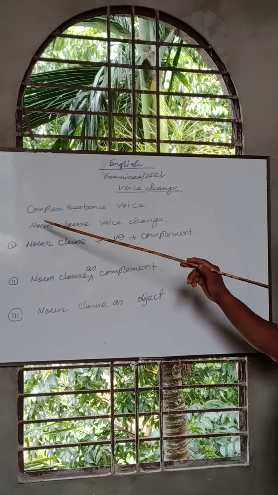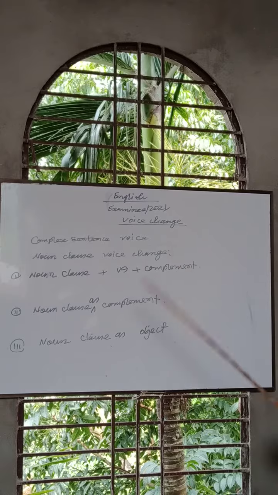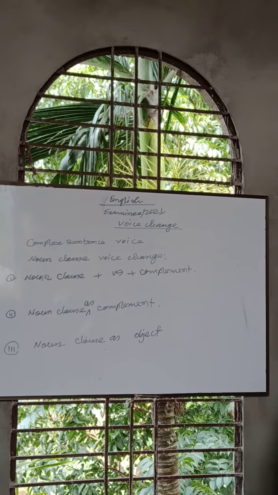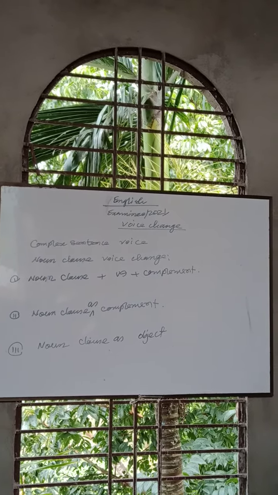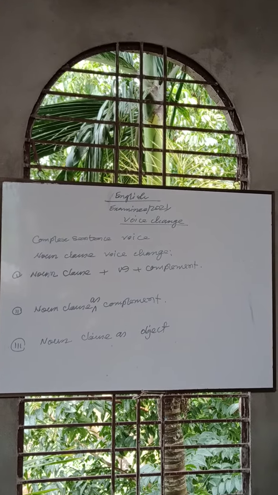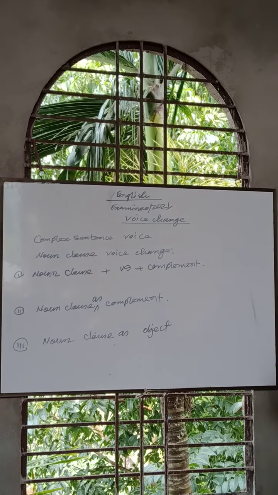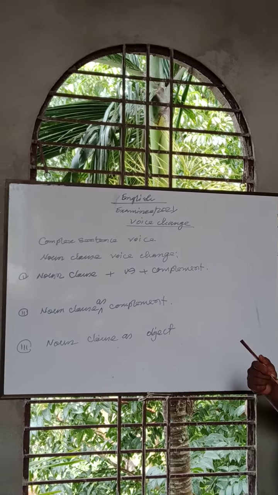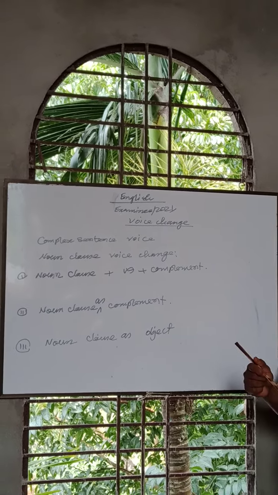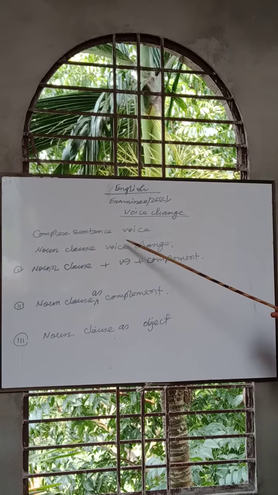Here, one example is being said by me: complex sentence voice change. What is a complex sentence? A complex sentence is nothing but a principal clause and subordinate clauses. And subordinate clauses are of 3 types: noun clause, adjective clause, and adverb clause. Today we are going to know the noun clause.